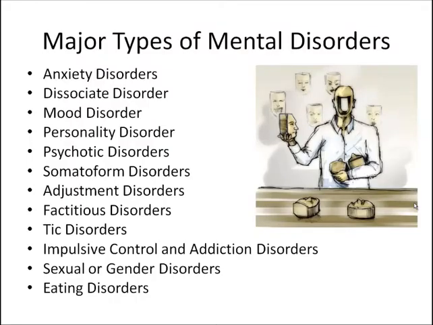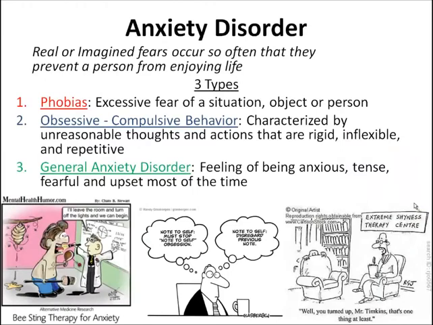There are some major types of mental disorders that we're going to examine. We'll break each one of these down. The first one, anxiety disorder. This is where a person has real or imagined fears, and they happen so often that they prevent the person from actually having a normal, healthy life. Everyone has phobias or fears, but is the fear so bad that you cannot perform effectively in society or have relationships with other people?